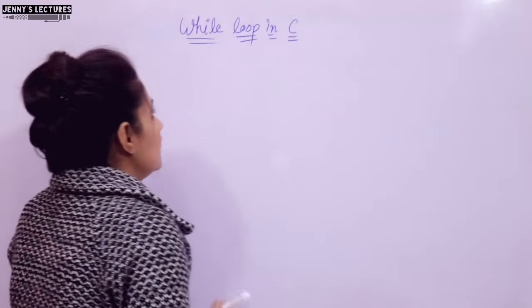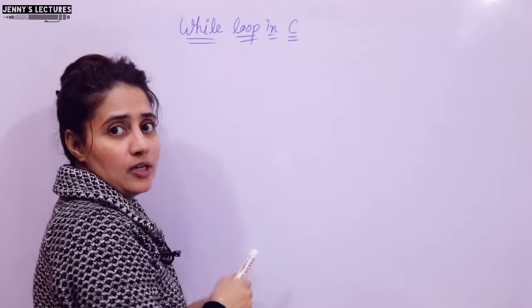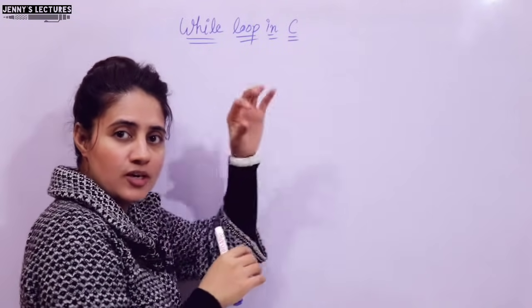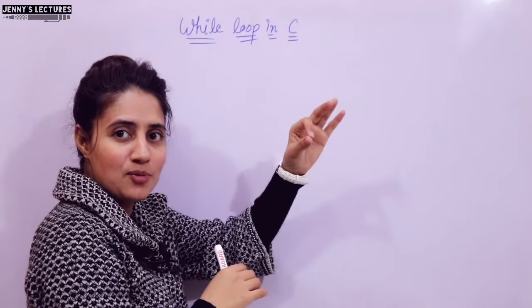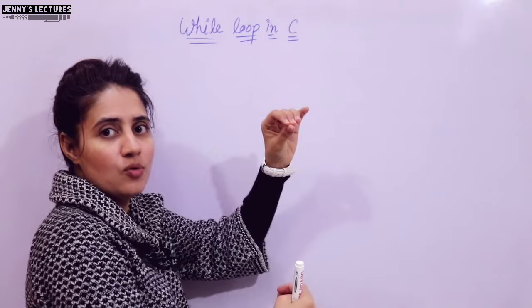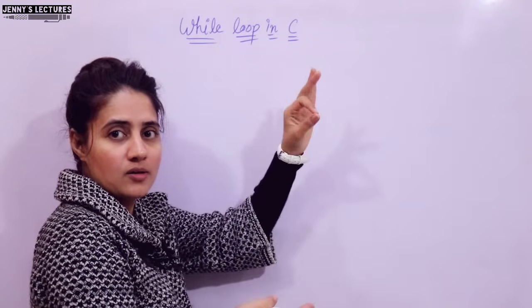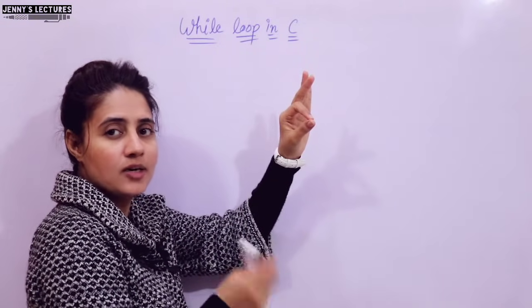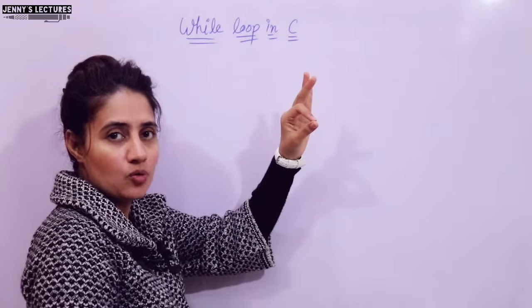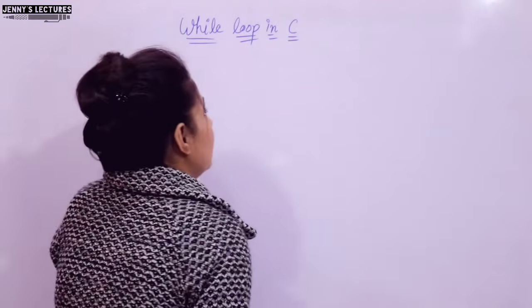Now what is the general syntax of writing while loop? It is an entry controlled loop. Entry controlled means the condition would be checked first, at the entry time only. If the condition is true, then only the control will go within the body of the loop. If the condition is false, then the control will not go within the body of the loop, it will directly exit from the loop. So it is an entry controlled loop.